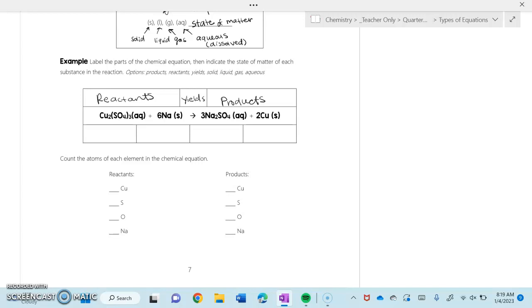So our reactants yield our products, that's our arrow. And then lastly we just need to indicate the state of matter. So AQ, that means it's aqueous. S, we got solid sodium. So what this is telling us is that we have copper 3 sulfate dissolved in water, probably in a test tube or beaker, and then we have solid sodium.